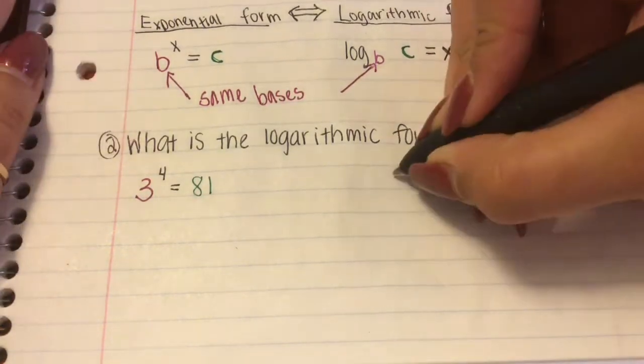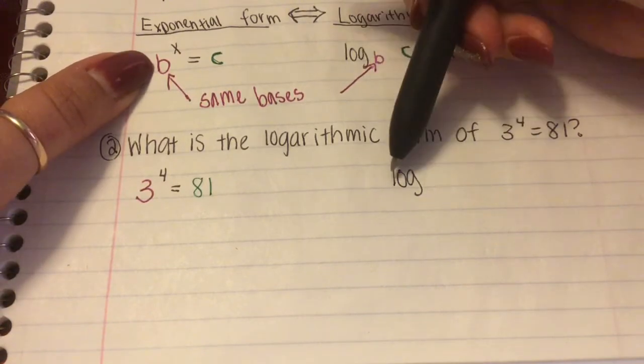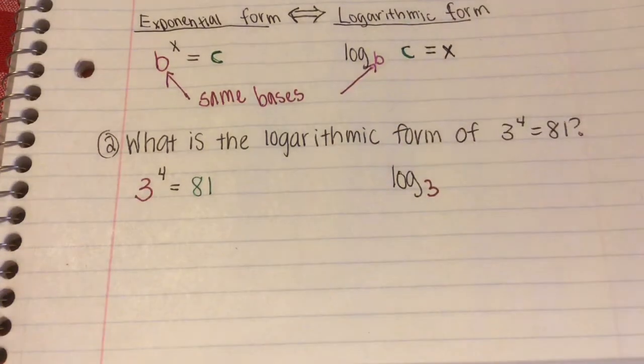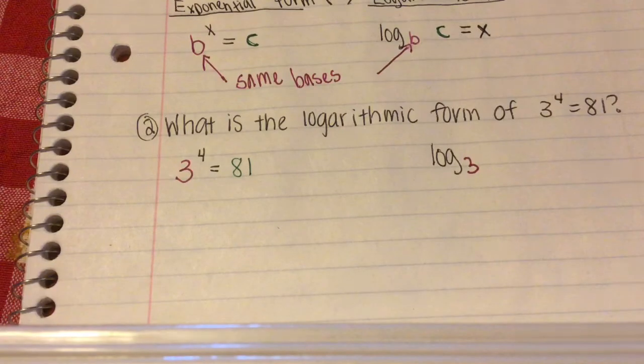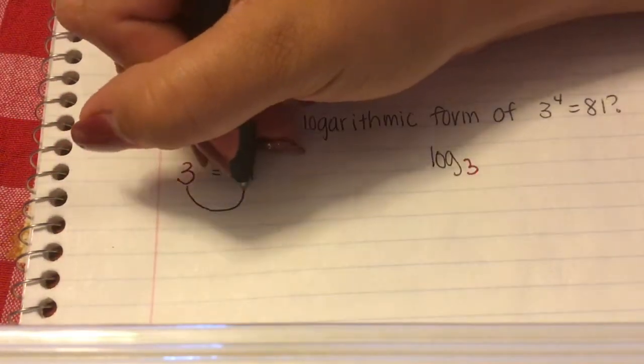First, I'm going to write log. Remember that the bases are the same. So I would say log base b, or in this case, log base 3. Always start with the base. The base is the place where we want to start our problem. So here we go. I'm going to go in a counterclockwise circle from 3 to 81.